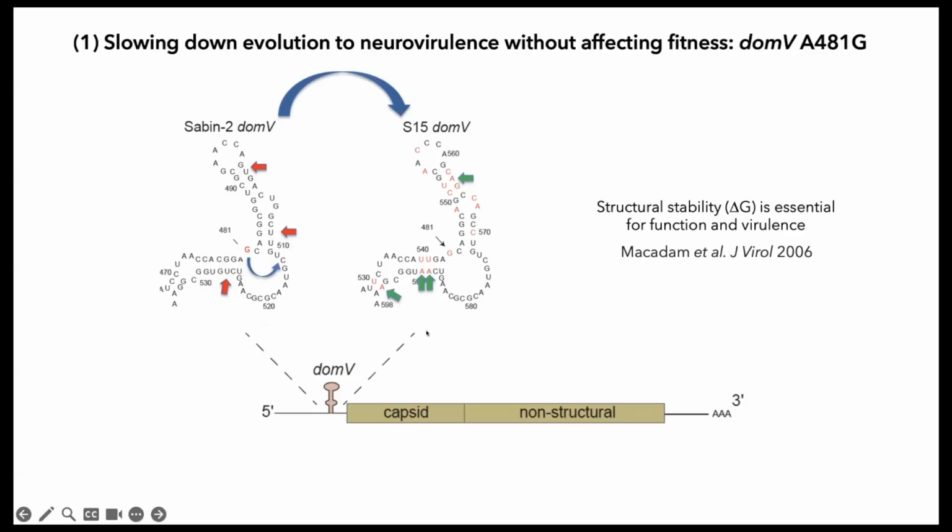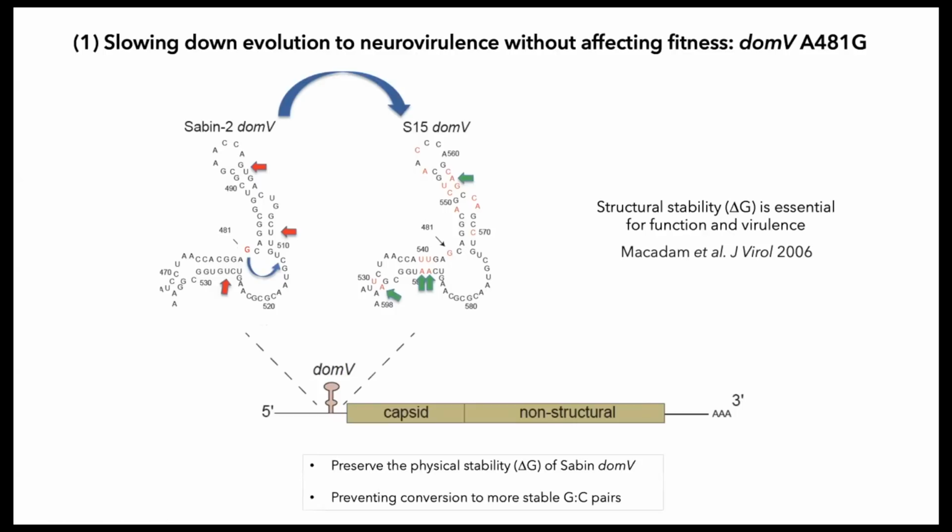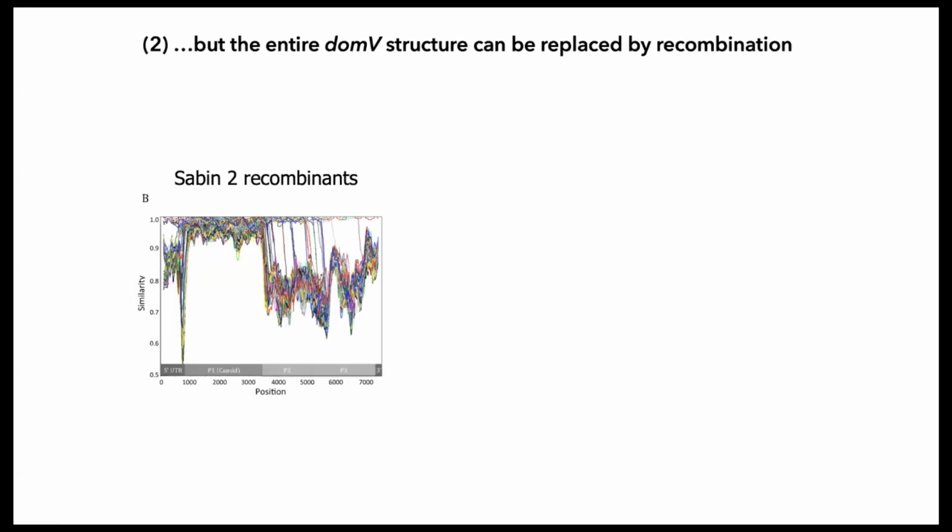So that was the original. They did a very empirical series of mutations, introduced mutations here to come up to a structure called S15, which were now used in this development of these new strains. And the idea was that this would preserve the physical stability of delta G, preventing that few single point mutations could increase the delta G.